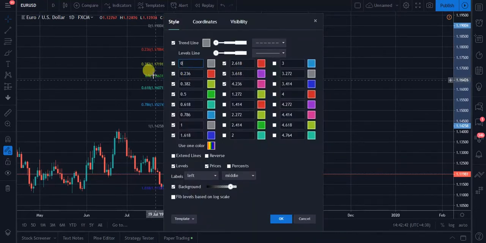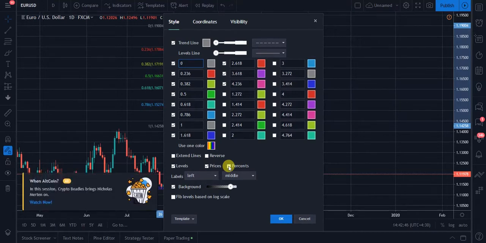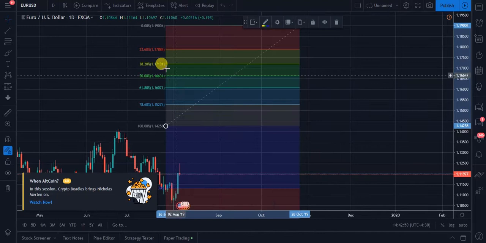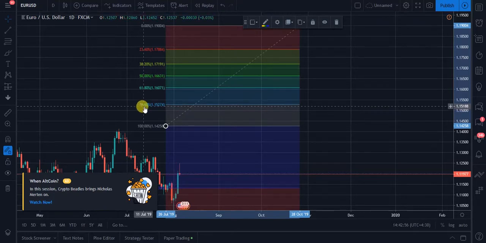Let's change the numbers to percent. Yeah, here we can see the percent levels. This is 78.6%, 61.8%, 50%, 38.2%, and 23.6%.